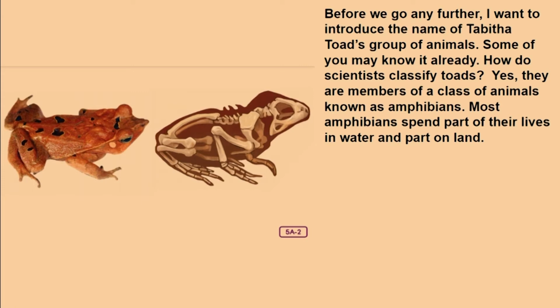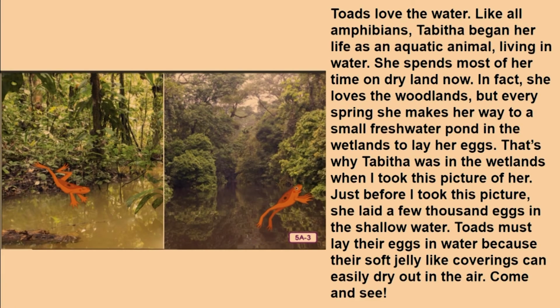Who remembers what the word amphibian literally means? That's right, living two lives or living in two worlds. Were your predictions correct about how the meaning of the word amphibian relates to this group of animals? Toads love the water. Like all amphibians, Tabitha began her life as an aquatic animal living in water.